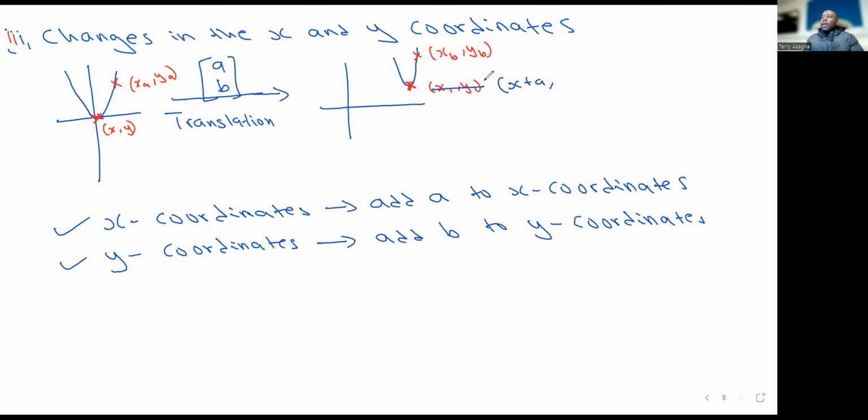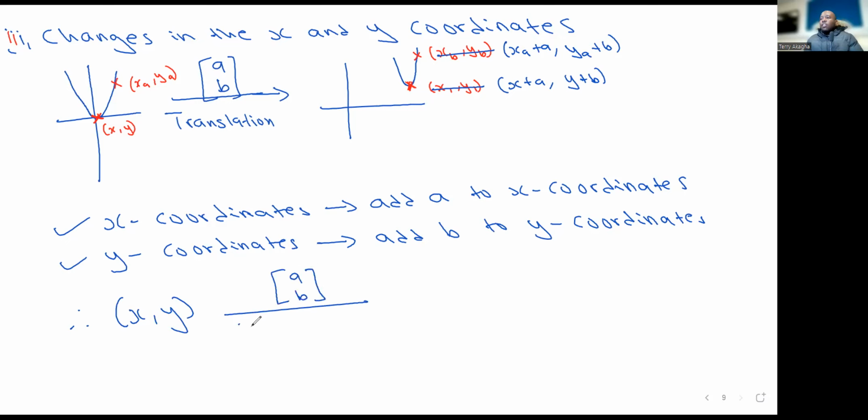Okay? The same thing you can do for this. You add A to XA, so it's going to be XA plus A to get the new X. And you add B to YA, and it's going to give you YA plus B. So basically, what am I trying to say? When you have an X and Y coordinate, it is undergoing a translation of A and B. Translation.